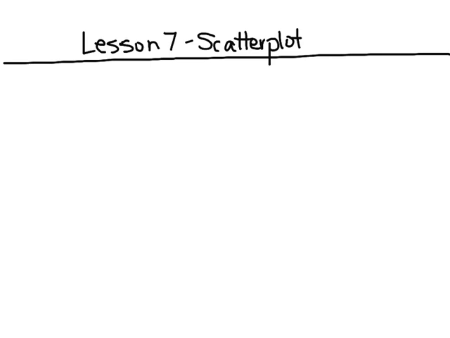Lesson 7, Scatterplots. So a scatterplot is a graph with multiple points and it's not linear. And more than likely this is how our data will be given to us. Data usually doesn't come linear. It's kind of all over the place.